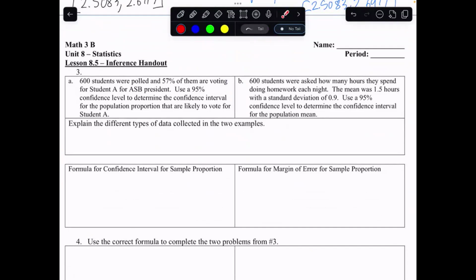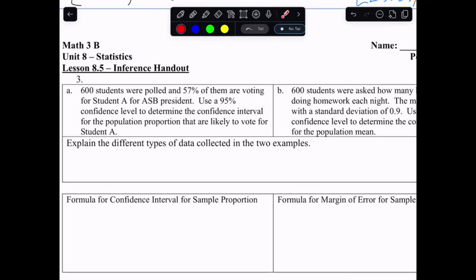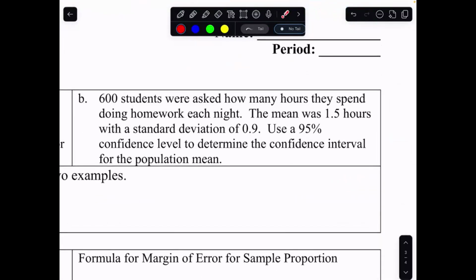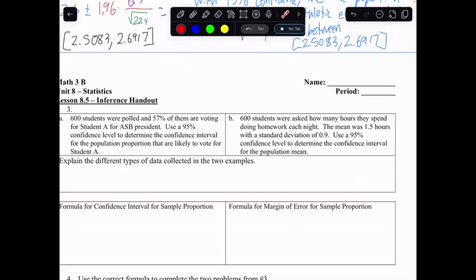Okay, so here are two different scenarios. Scenario A, basically, students are being asked, are you going to vote for this person for ASB president? Okay, the second question is you're asking the students, how many hours do you spend doing homework each night? Okay, so there's a key difference in the type of data that is collected. You want to pretend that you are in the survey, they are asking you the question. And the main thing is, is your answer going to be a number or not?